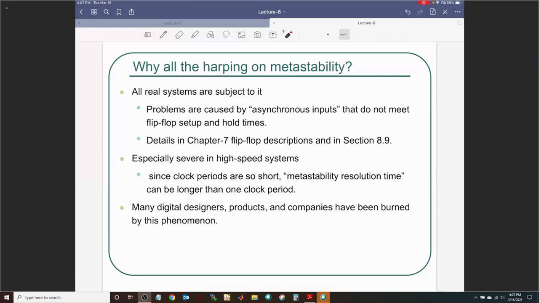But that is going to happen in our sequential elements due to the user breaking certain hold time or setup time requirements, which we will need to follow while using latches and flip-flops. So I'll talk more about that when we start doing the timing diagrams for latches and flip-flops.